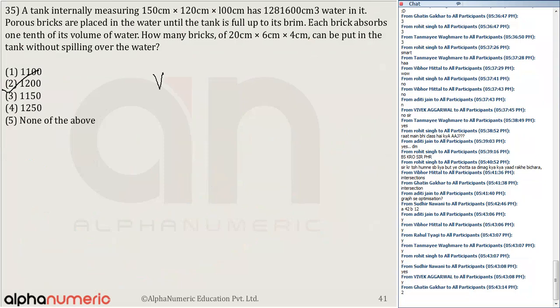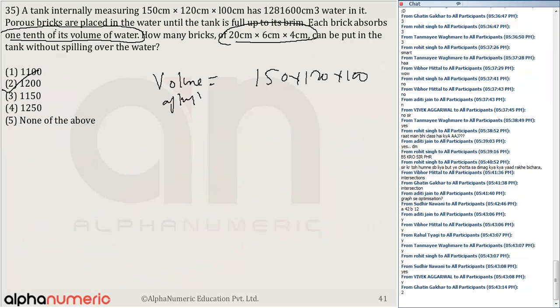What is the volume of tank? Volume of tank is 150 into 120 into 100. ठीक है? Porous bricks are placed in the water until the tank is full up to its brim. Each brick absorbs 1/10 of its volume of the water. How many bricks of this particular size can be put into the tank without spilling the water? ठीक है? So this is the volume of tank. Volume of water is equal to 1281600. So empty portion कितना है? Empty portion is the difference between these two here.